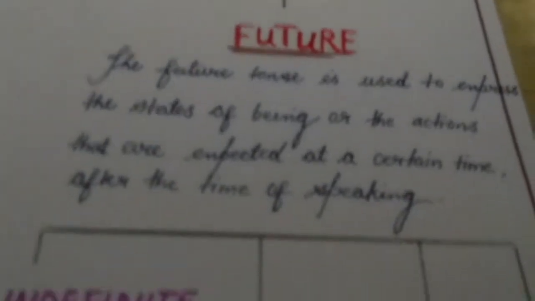The future tense is divided into four types. First, indefinite. The structure of the indefinite is subject plus will/shall plus first form of the verb plus object. Example: he will write a letter. Continuous tense. Structure: subject plus will/shall plus be plus first form of the verb plus ing plus object. Example: he will be writing a letter.